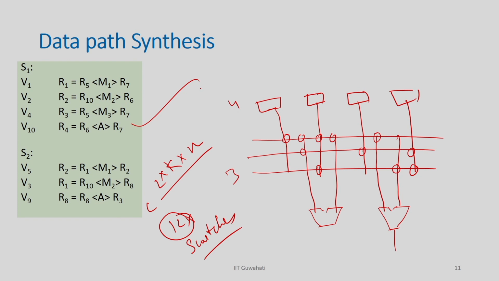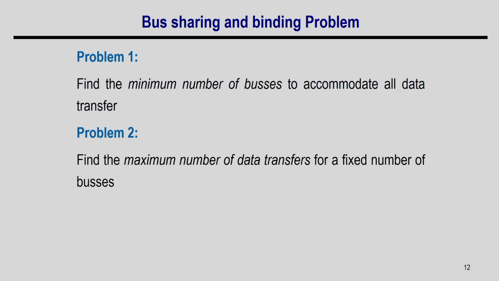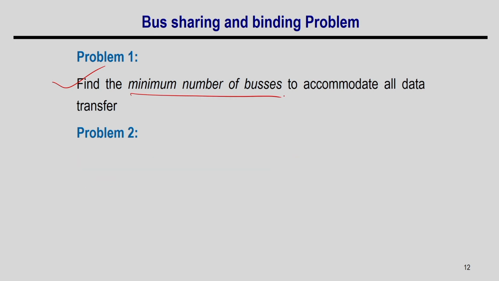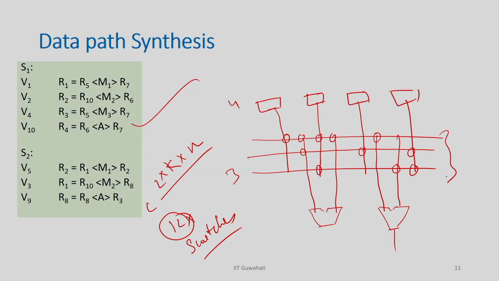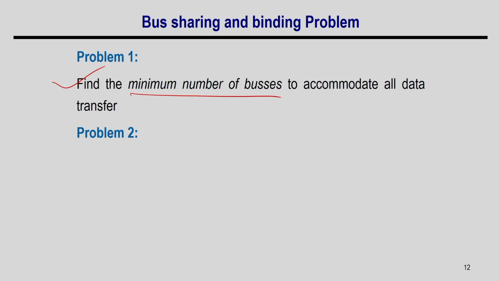So, if we try to summarize this data path synthesis bus based architecture binding problem, your first problem is to identify the minimum number of buses. What is the minimum number of buses needed to accommodate all this? This is the first requirement. You need buses for the inputs to the FUs, and you also need buses for the register inputs. So, you identify the minimum number of buses to accommodate all the data transfers.